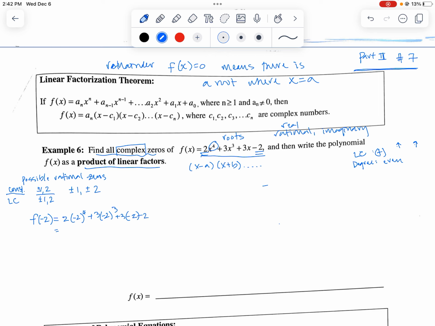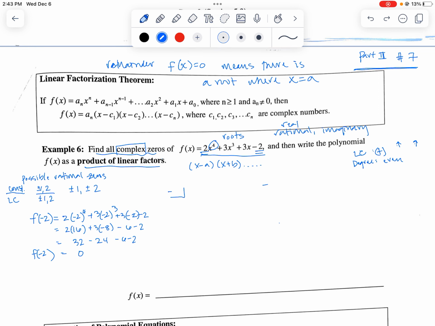If I crunch all these numbers, I've got 2 times 16 plus 3 times -8, just put parentheses around that, plus -6, so minus 6, minus 2. So I'm looking at 32 minus 24 minus 6 minus 2. That's 32, then 8 minus 8, which is 0. Because f of -2 equals 0, I know that -2 is a root, so when I do synthetic division, I'll be able to knock down that polynomial one step.